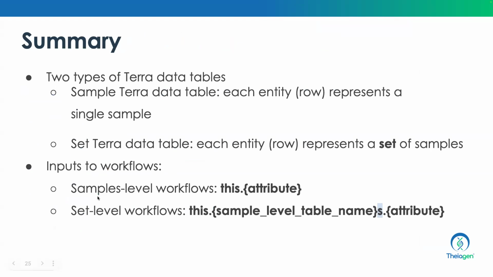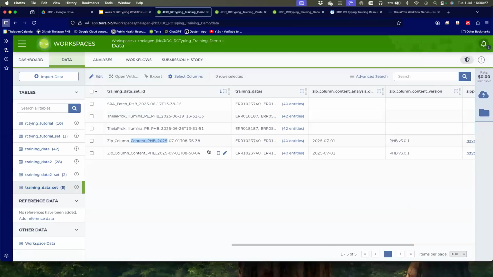So for the sample level data table, typically, if we needed to input a column called read1, for example, we would just do this.read1. For the set level workflows, there is a slight difference: we take this dot, then put in the sample level data table name, add an s, then put a dot, then the attribute, or rather the column name. So I'll just explain that here.